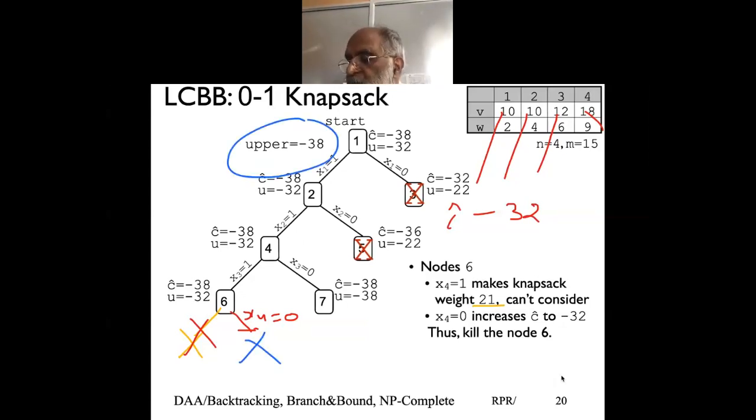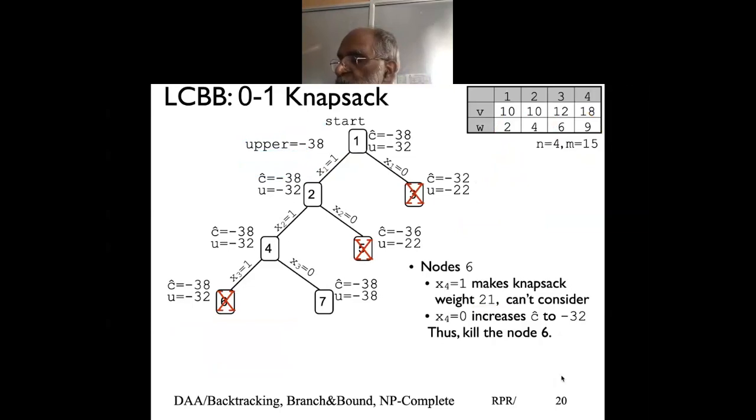So we kill that either. That means exploring on the left exceeds my weight, and exploring on the right becomes more than my upper, so no more lower cost. So I don't consider both. Both are not live nodes, and that means node 6 cannot be explored. I can actually kill node 6 itself.